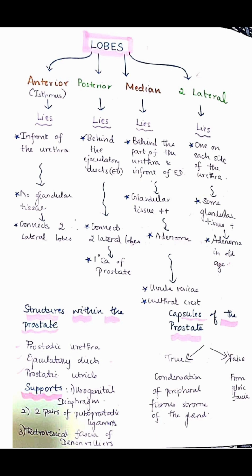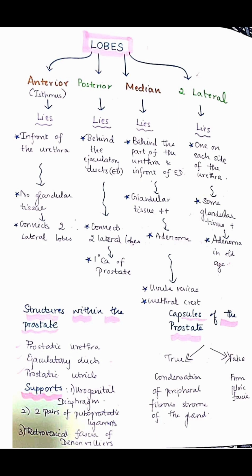Then median lobe. It lies behind the part of the urethra and in front of the ejaculatory ducts, and there is more amount of glandular tissue present, and it is a common site for the formation of adenoma. There are 2 structures you have to remember there, uvula vesicae and urethral crest. Then 2 lateral lobes are present. It lies one on each side of the urethra. Some glandular tissue is only present, so the adenoma will be more common in older age.